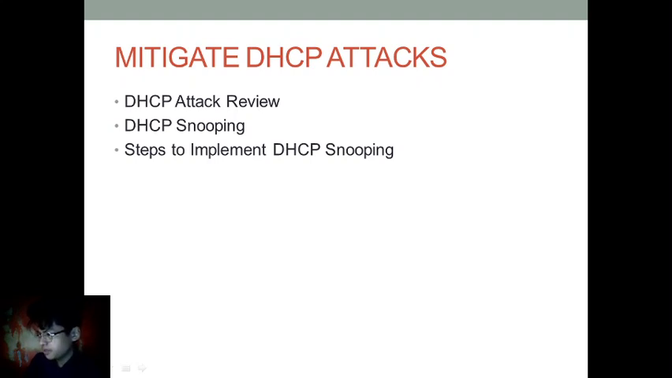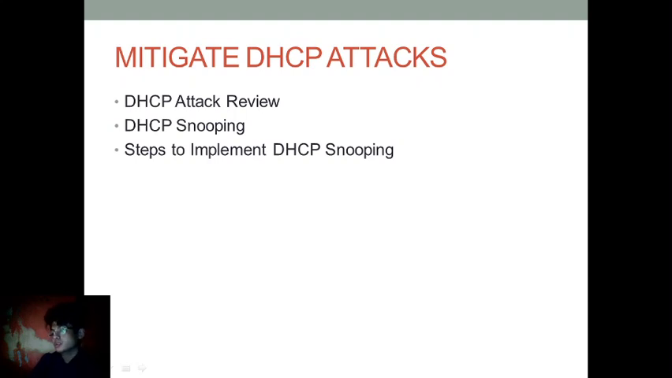A DHCP table is built that includes the source MAC address of a device, an untrusted port, and the IP address assigned by the DHCP server to that device. The MAC address and IP address are bound together. Therefore, this table is called the DHCP snooping binding table.